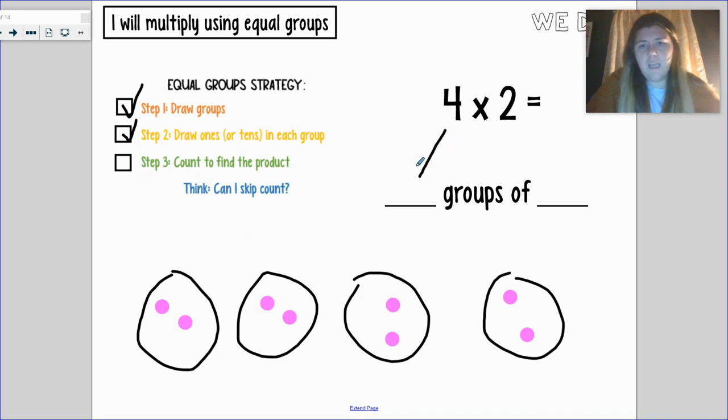So before I count to find the total, I just want to make sure that I filled in my sentence frame here. 4 groups of, oh my gosh, it's being glitchy, 2, and now I can skip count. 2, 4, 6, 8, and go back up and fill in my answer. Okay, hopefully you got the same answer, and don't forget to check off that box.